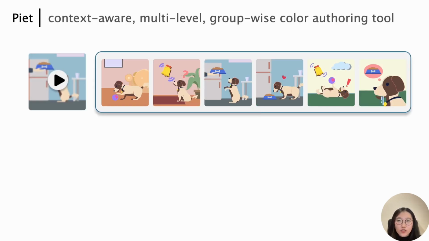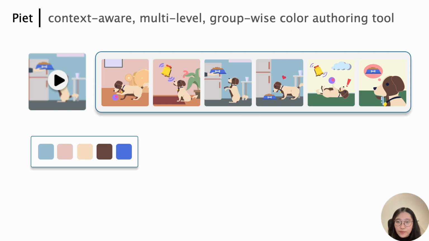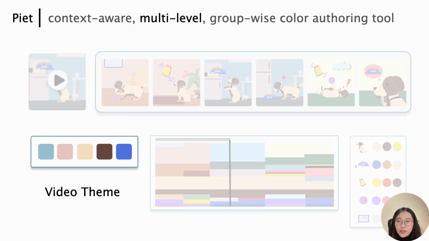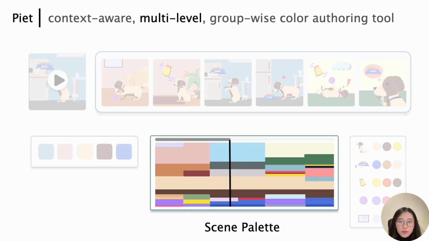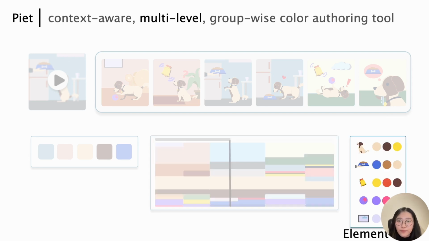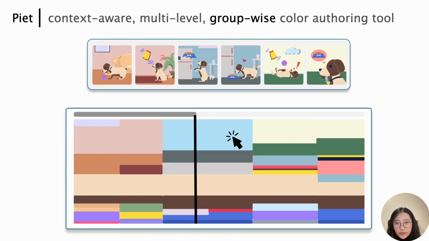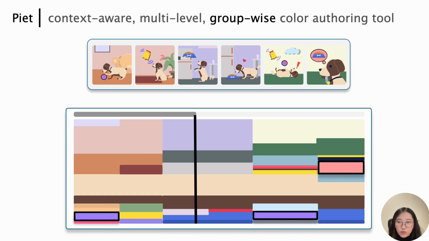This is why we introduced Piet. Piet offers a unified view, enabling designers to see the impact of their color changes in real time. It supports a progressive editing workflow by providing color representation views at different abstraction levels. With the featured interactive scene palette, designers can now directly play with the colors individually. For example, click here, then it will change. And also, designers can do this in group.